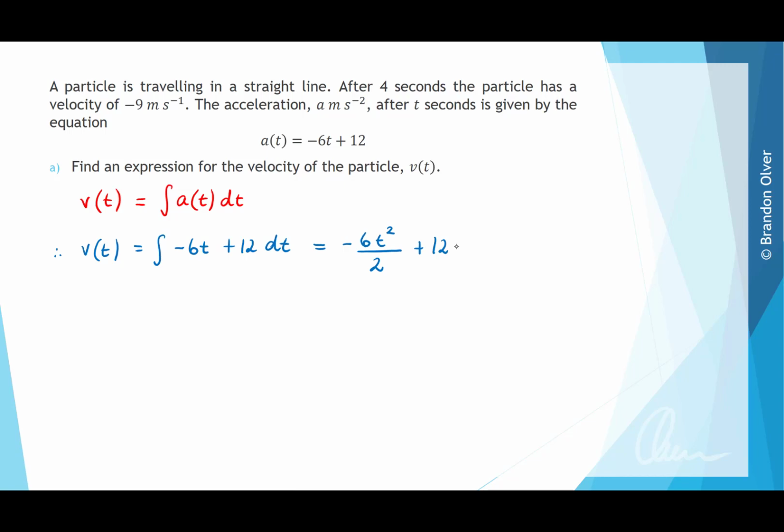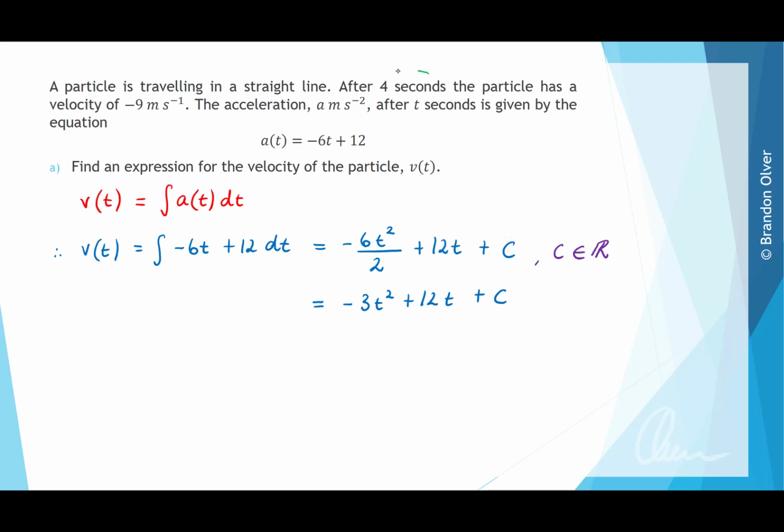And wherever there's a constant, when we anti-differentiate that, we introduce the variable t, or whatever we're anti-differentiating with respect to. And then we get plus c, where this is the constant of integration, and that means it's an element of the real number set. We can simplify this down slightly, so -6 divided by 2 is -3t squared, plus 12t plus c.